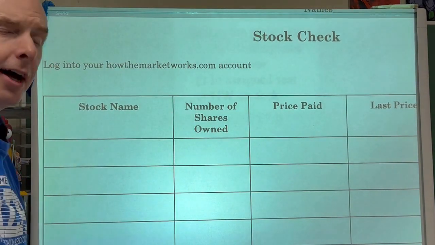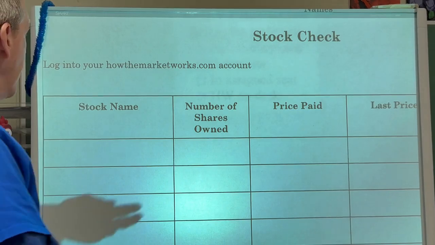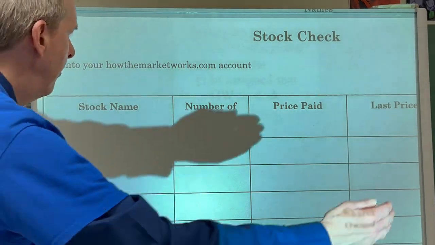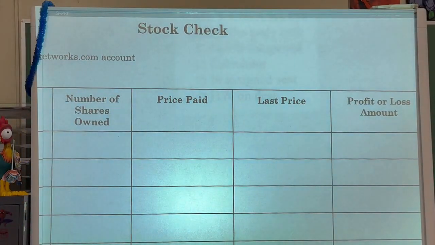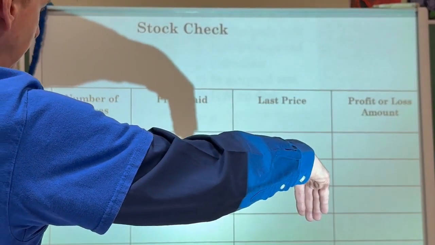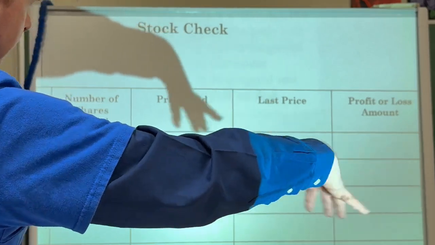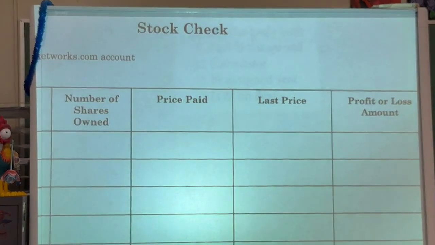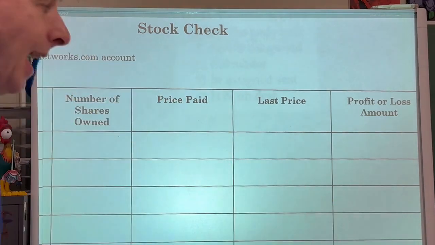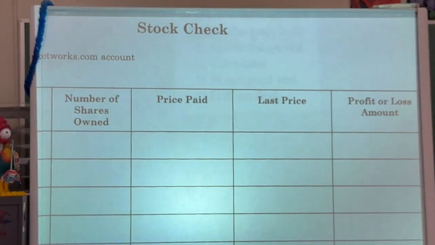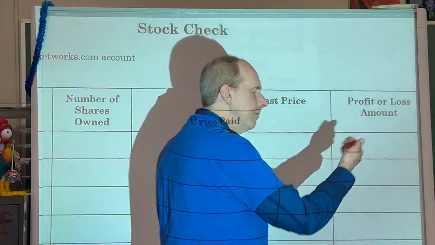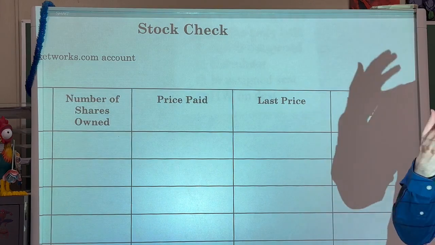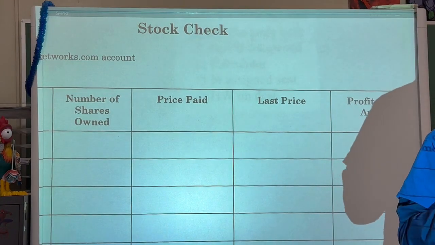List the name of the stocks that your team has bought, how many shares you own, what was the price that you paid for it, what was the last price. So you might have to see what it's currently at, and then you compare these two. If the last price is higher than what you paid, you have a profit. You made money. If you paid more and now the price is lower, that's called a loss. Now, you haven't actually lost any money or made any money until you sell.